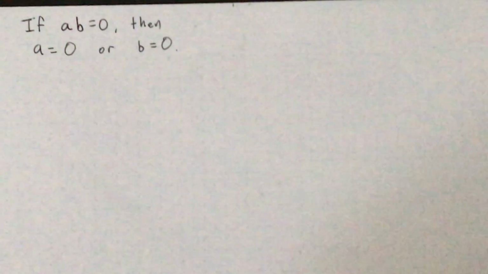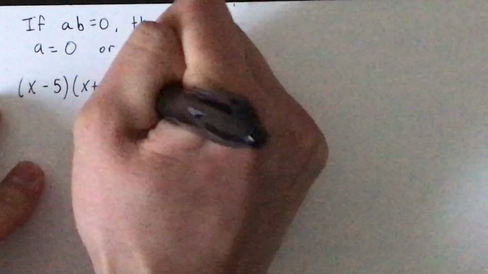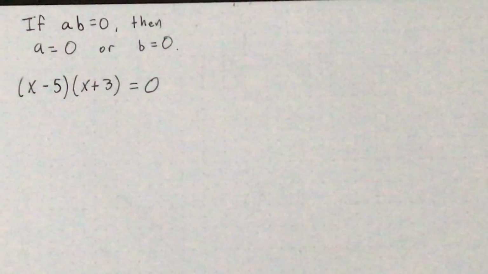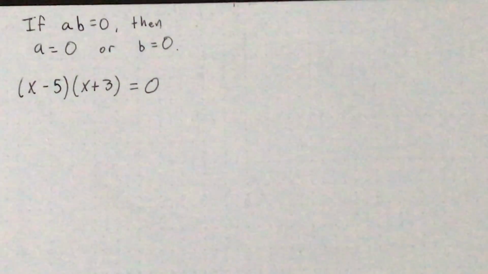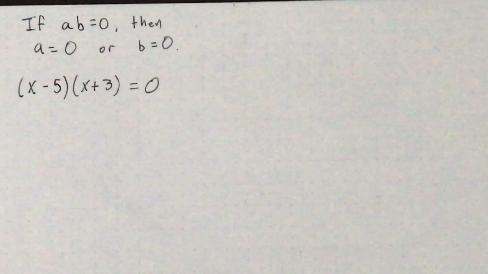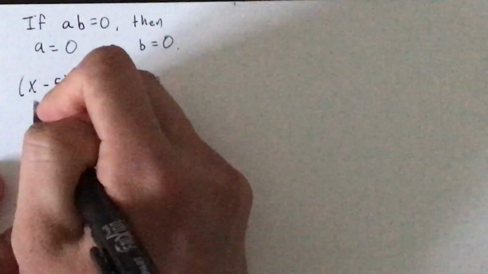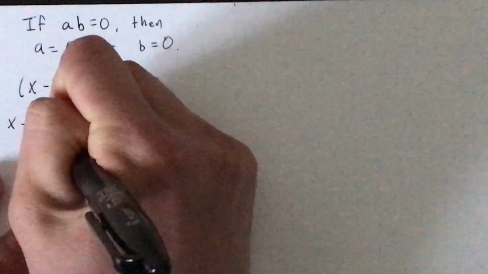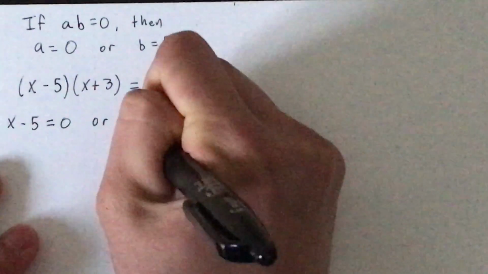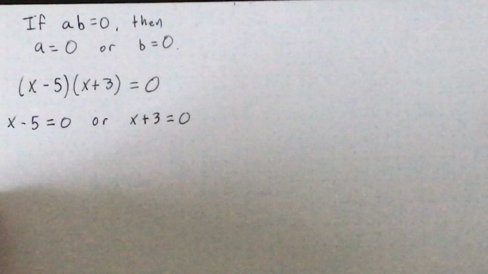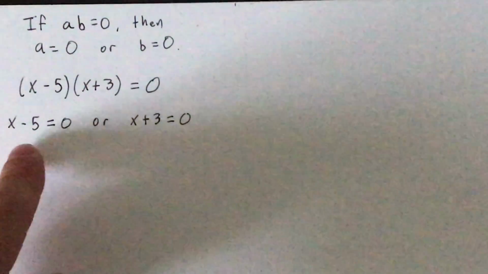So let's do a problem. x minus 5 times x plus 3 equals 0. Using the zero product property, that means one of x minus 5 or x plus 3 is equal to 0. One of these must equal 0 because any number times 0 is equal to 0. So to solve this, that means x minus 5 equals 0 or x plus 3 equals 0.